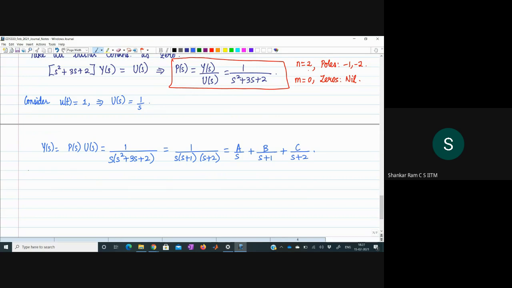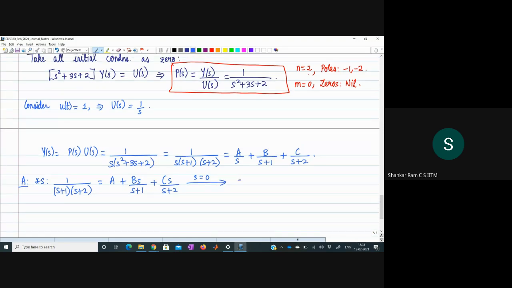So suppose we want to find a, what we do is we multiply both sides by s, right? So what will we get? We will get 1 divided by (s plus 1) times (s plus 2) equal to a plus bs divided by (s plus 1) plus cs divided by (s plus 2). And then we substitute s equals 0, right? That's correct. So once we do that, we get a to be equal to half, right?